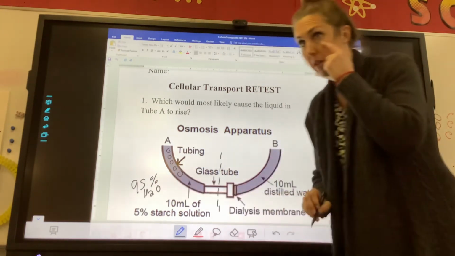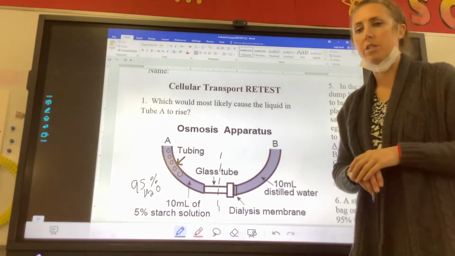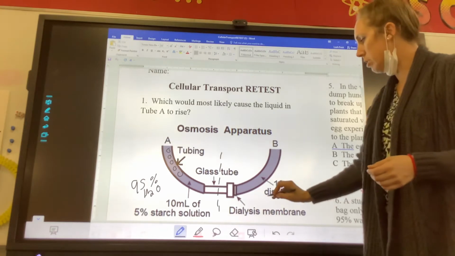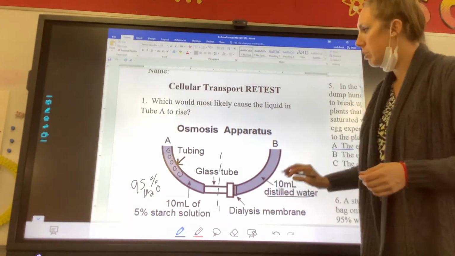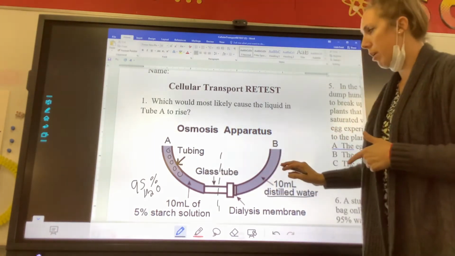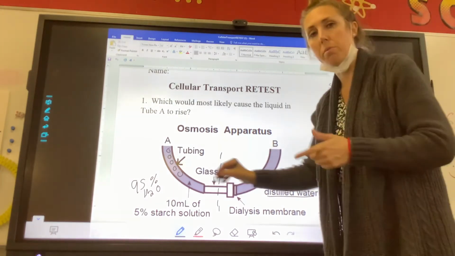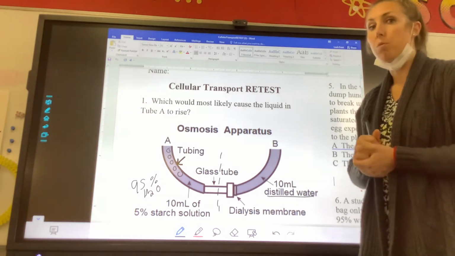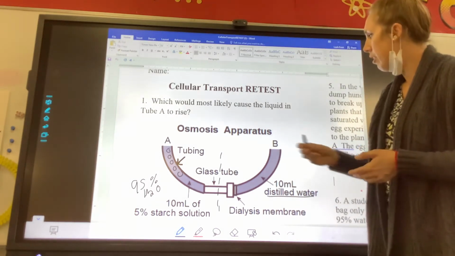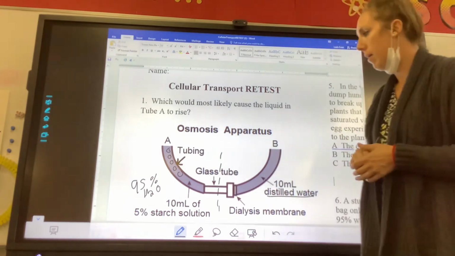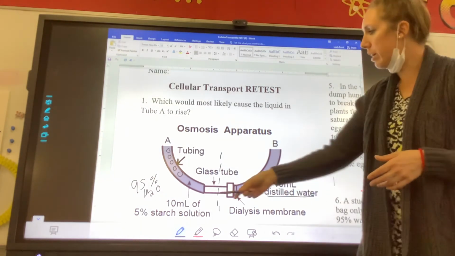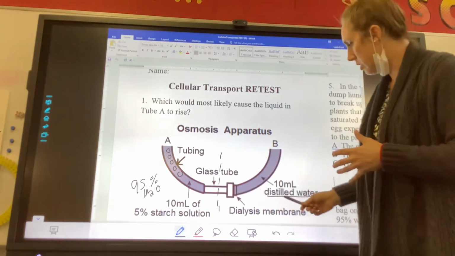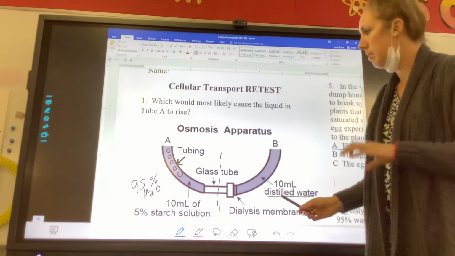That's actually going to be on the test tomorrow, where I'm going to give it to you in percentages of water as well. 10 mils of distilled water. Distilled water is just pure water, so no particles. So you have 5 particles versus 0 particles. Particles can't pass through the membrane, so water has to. Where's water going to go? It's going to go to the party, from which side to which side? From B to A. It's going to try to dilute this starch out so it gets to a very similar concentration to this distilled water, which is 0%.